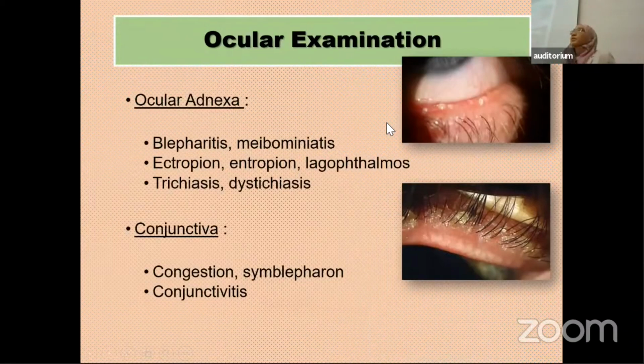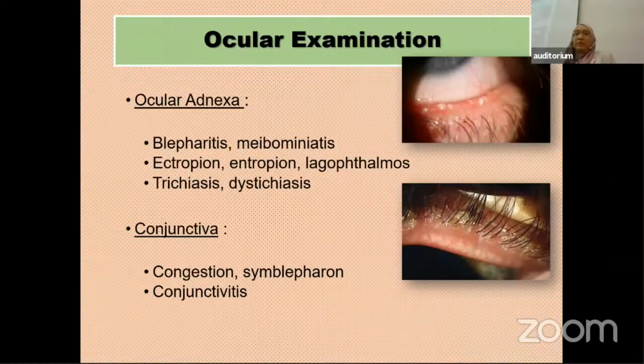In ocular examination also, the ocular adnexa, we need to look carefully at the lids, look for any signs of blepharitis or meibomianitis. This is the meibomianitis, okay, due to the clog of meibomian gland orifices, and also blepharitis, and also any lid abnormality, for example, entropion for patient with history of chemical injury before, and also lagophthalmos.